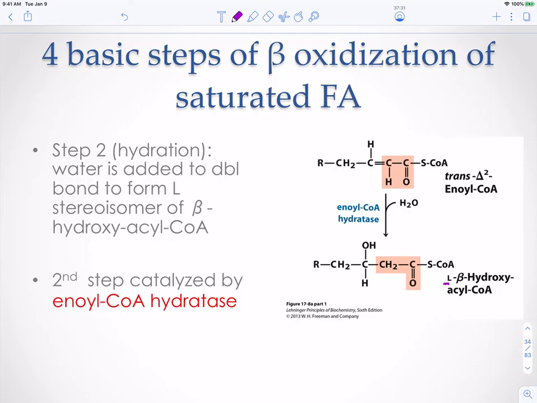So your trans delta 2 enoyl CoA is going to have water added to it by an enoyl CoA hydratase. And so you add this OH group here and you lose that double bond. And so you get your L beta hydroxy acyl CoA.